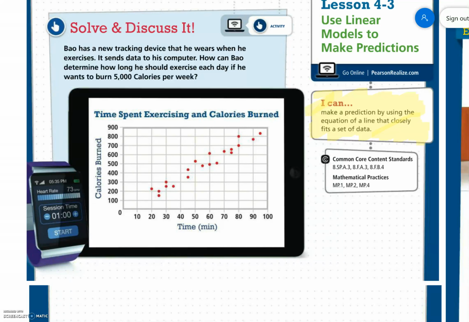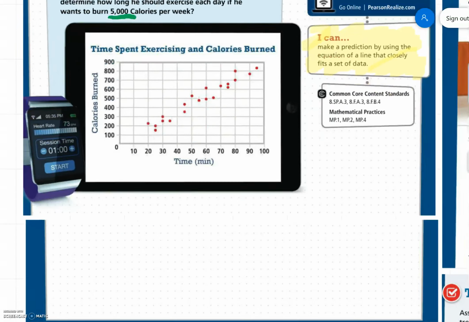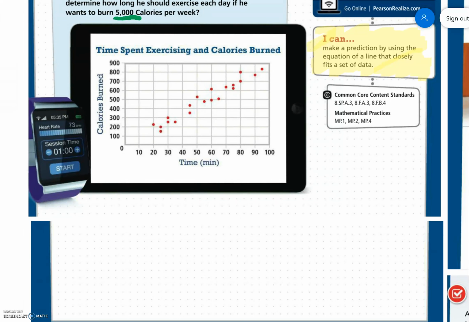Bao has a new tracking device that he wears when he exercises. It sends data to his computer. How can Bao determine how long he should exercise each day if he wants to burn 5,000 calories per week? Pause the video, write down a time in minutes, and we will press play when we're ready.